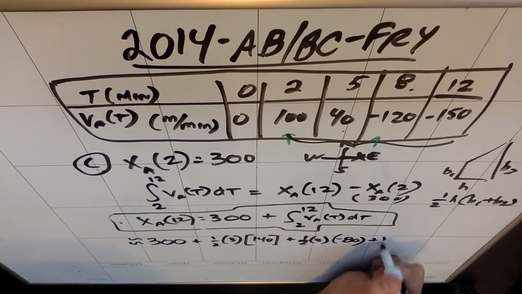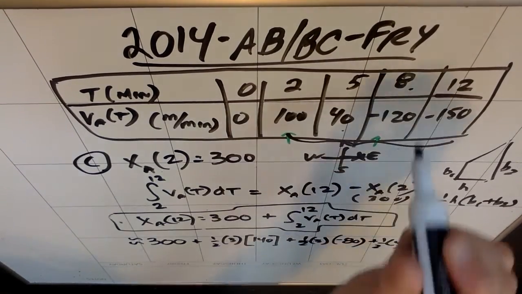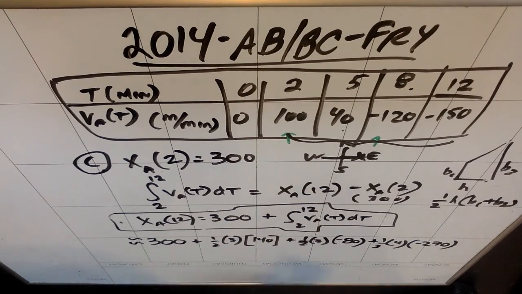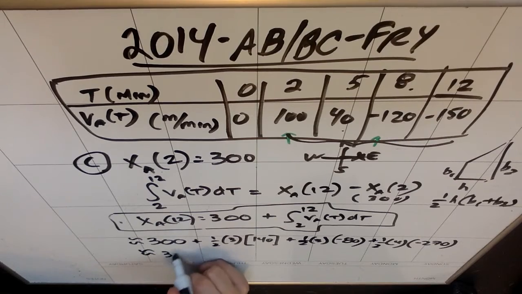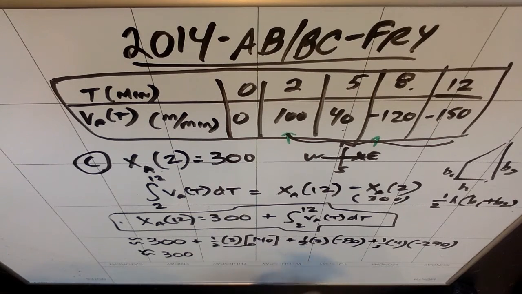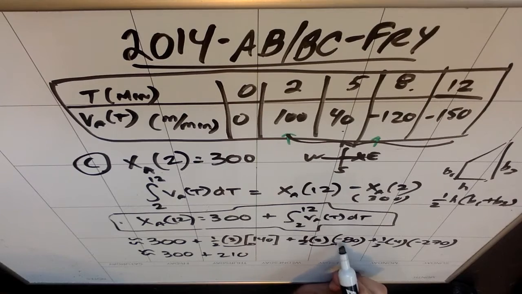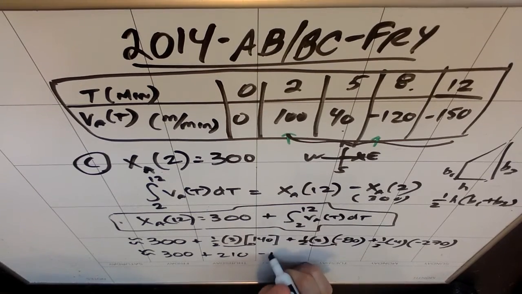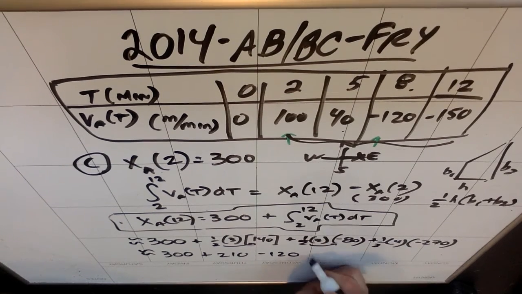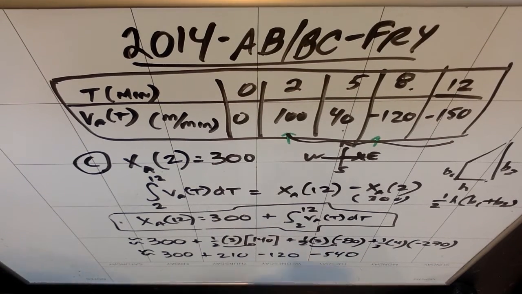And then the last one is 1/2. The height is now a 4 because I'm going from an 8 to a 12. And the sum of the bases should be a negative 270, right? So I'm going to get a 300 plus. Now, if I were you, I would use the 1/2 with the 140 and make that a 70, and I'd get that this is a 210, right? I'd do the same trick with the 1/2 and the 80. I'd make it a negative 40, right? So this is a negative 120. And then I do the same thing with the 4 and the half. I'd make it a 2, so that's a negative 540, right?